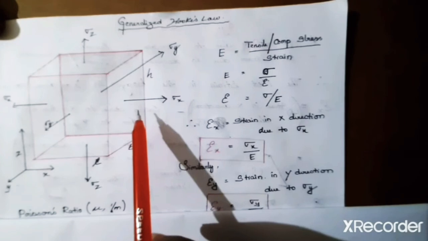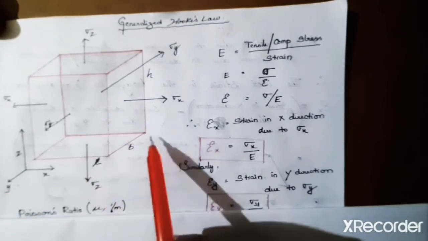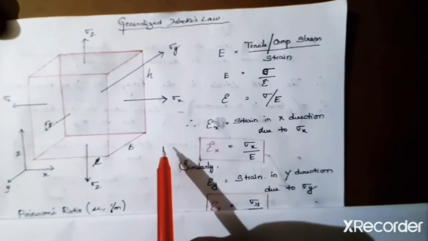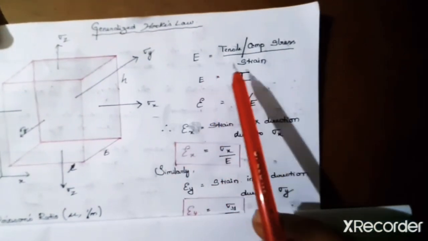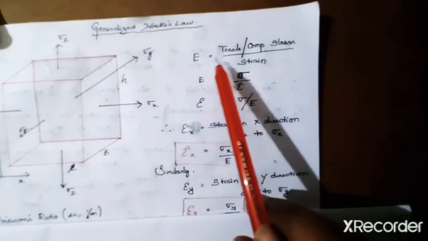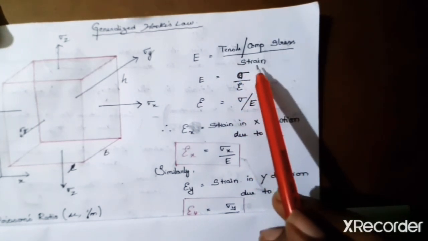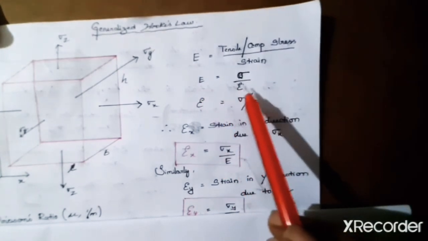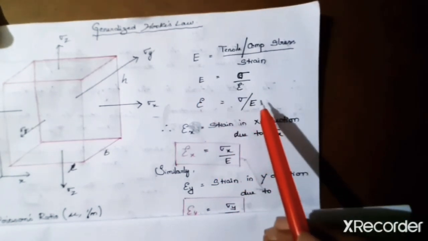So how is it going to deform? It is going to increase in its length, increase in its breadth, increase in its height, in each and every direction. So let us see in detail about this. As we know, E is nothing but Young's modulus, which is defined as tensile or compressive stress divided by strain. Simply, we write this as E equals sigma by epsilon, and therefore, just interchanging them, epsilon is equal to sigma by E.